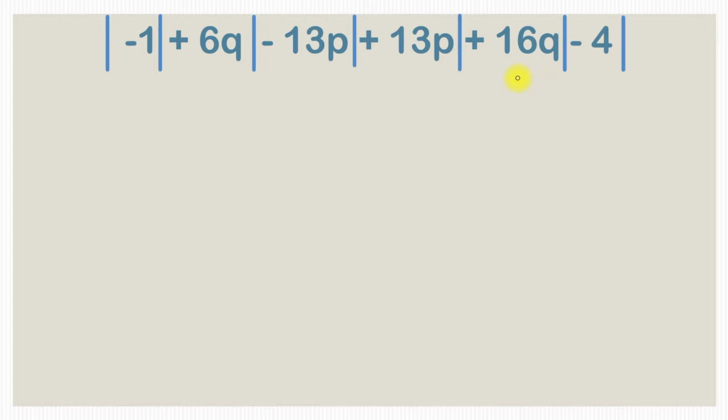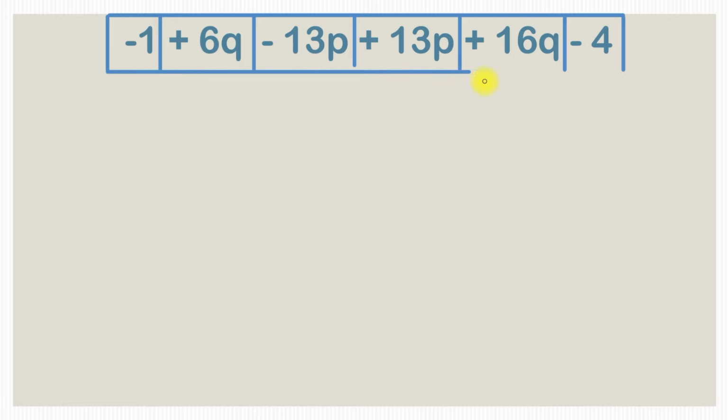Now I don't see any more plus or minus signs, so now we can seal the box by drawing a line across the top and a line across the bottom. What we've just done is we've broken up this expression into 1, 2, 3, 4, 5, 6 terms.